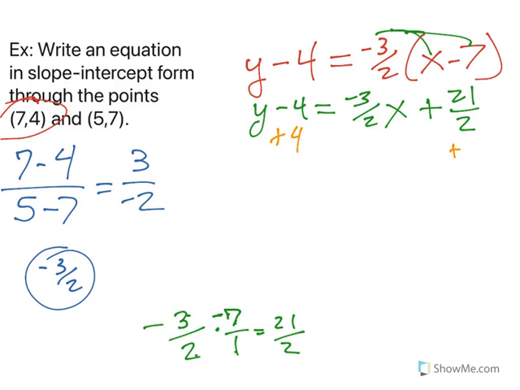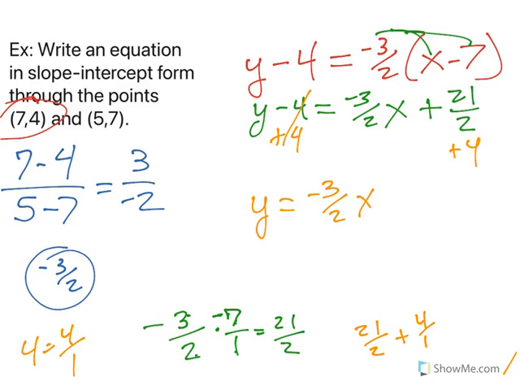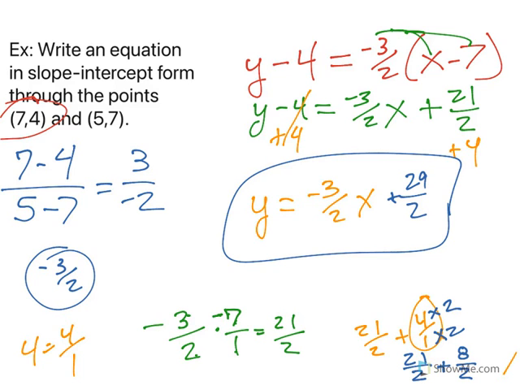Now, I add 4 to both sides. So I have y equals negative 3 halves x, but now I have to take 21 over 2 plus 4 over 1, right? Because 4 as a fraction is 4 over 1. But I don't want that. I need this to have a denominator of 2. So if I multiply the denominator by 2, I have to multiply the numerator by 2. So I'm going to have 21 halves plus 8 halves, which 21 plus 8 is 29. And there it is. So when you're dealing with fractions, it's the same amount of steps. You're just going to have to do some fraction work in the middle of all of that too.